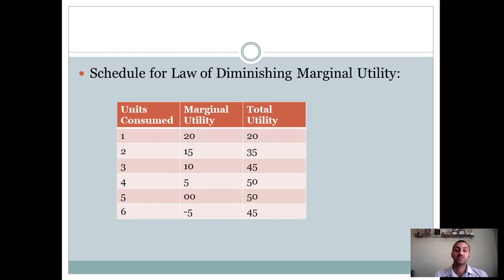This table is known as the schedule for the law of diminishing marginal utility. If a question comes, what do you mean by schedule of the law of diminishing marginal utility, at that point of time you should write that schedule means the numerical representation of the law of diminishing marginal utility. Now, let us move further.